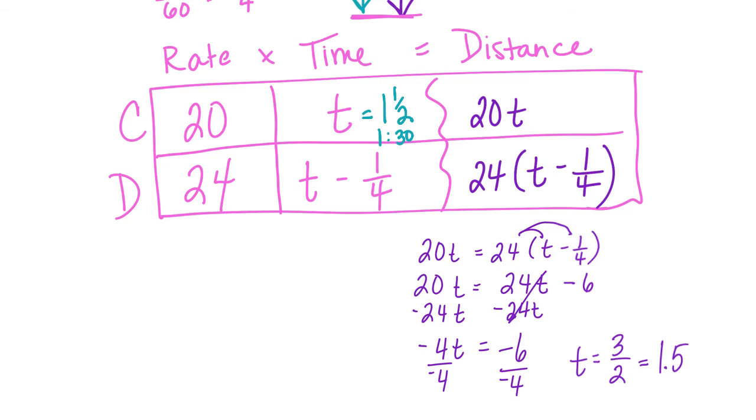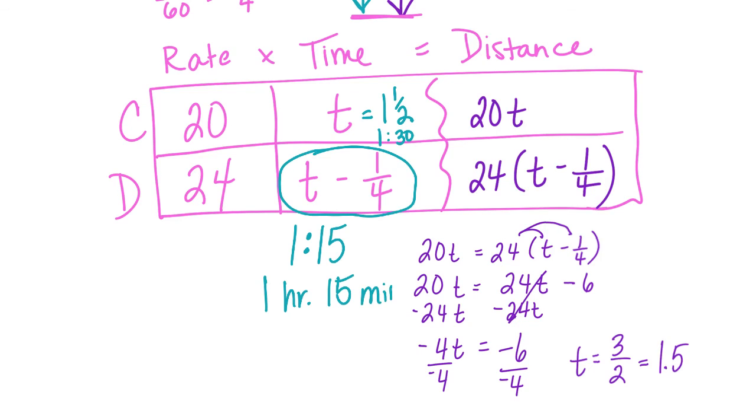But we know that Dean rode 15 minutes shorter. He didn't get on his bike till 12:15. So I have to subtract that 15. So it took Dean 1 hour and 15 minutes. You can write that like this. And it took Dean 1 hour and 15 minutes to catch up with Carla.